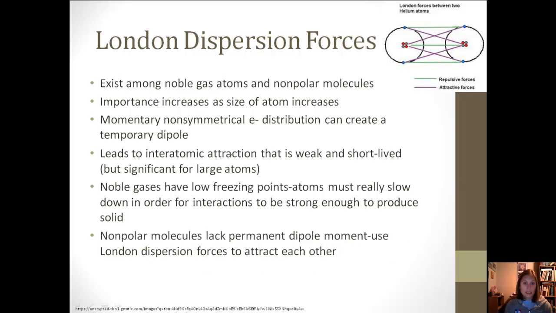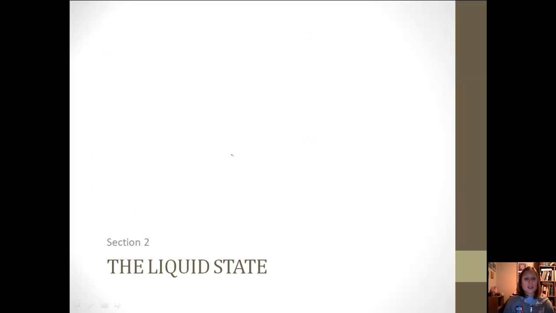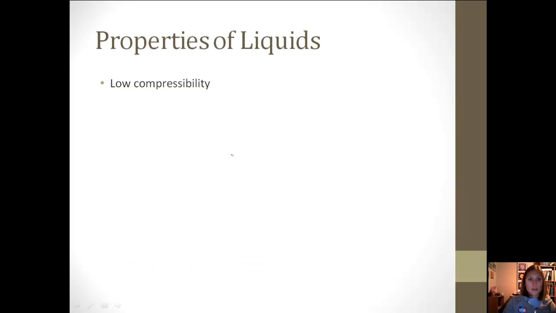Okay, nonpolar molecules lack that permanent dipole moment that polar molecules have, and so they will use London dispersion forces to attract each other instead of using the hydrogen bonds between molecules or dipole-dipole bonds between molecules. Okay, so our second section we're going to talk about today is just some properties of liquids. Liquids have a low compressibility, they aren't rigid, and they have a high density.